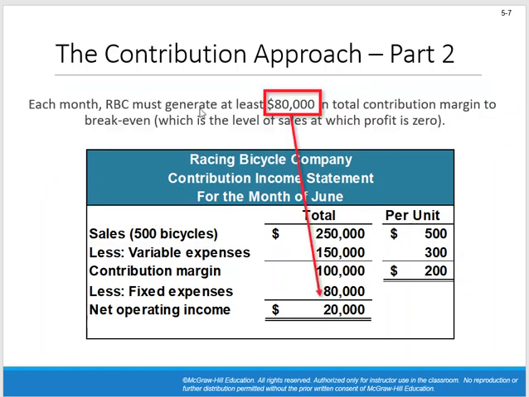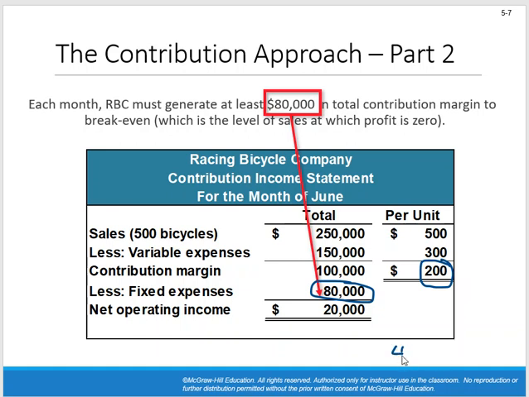And so here's the thing. Each month, RBC must generate at least $80,000 in total contribution margin in order to break even. So that would just put us at zero, right? If our contribution margin came out to only 80,000. So to compute the break even, and this is kind of your answer to the chapter here, you're going to take your fixed expenses, so that's the 80,000, right? And we divide it by our CM per unit. So what do you get if you take 80,000 divided by 200?